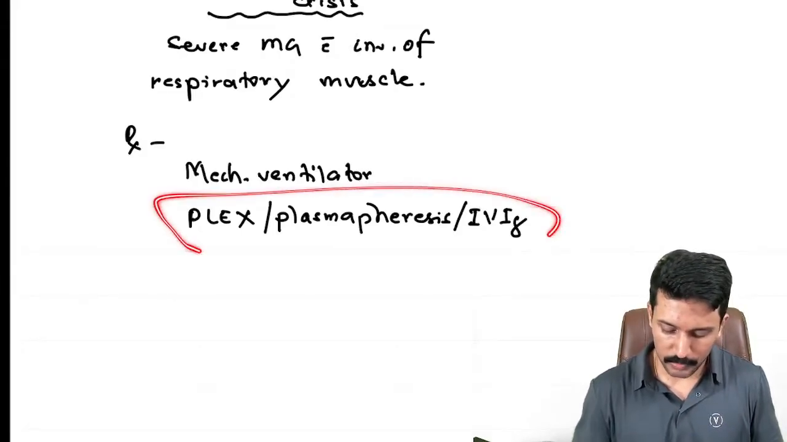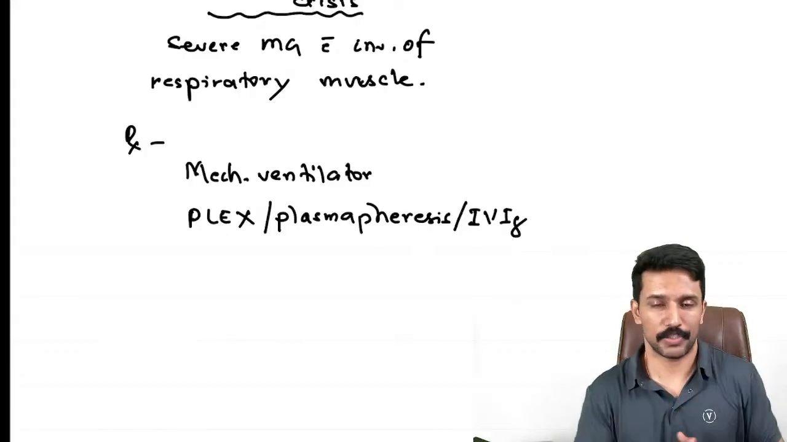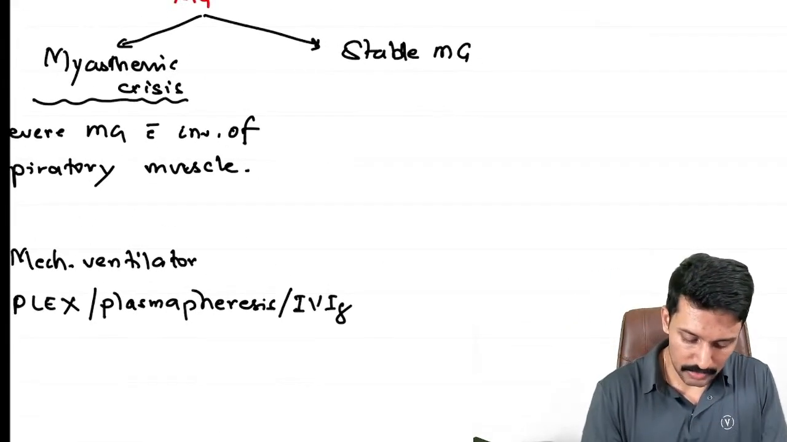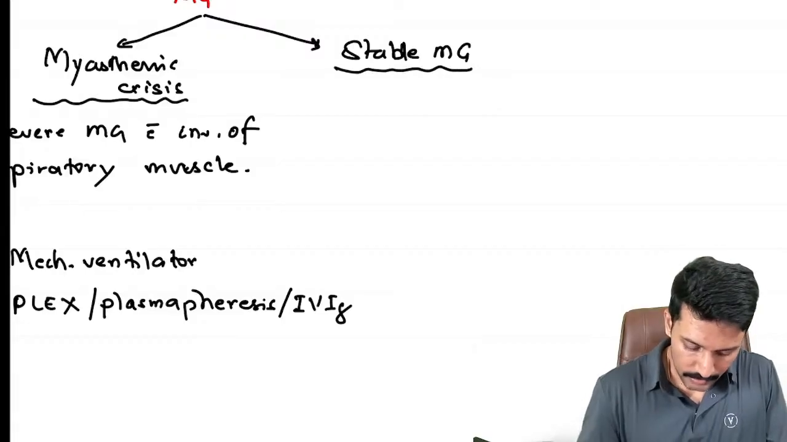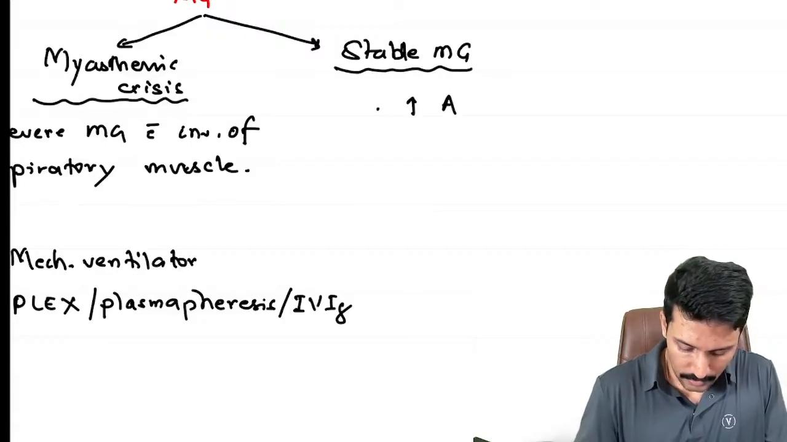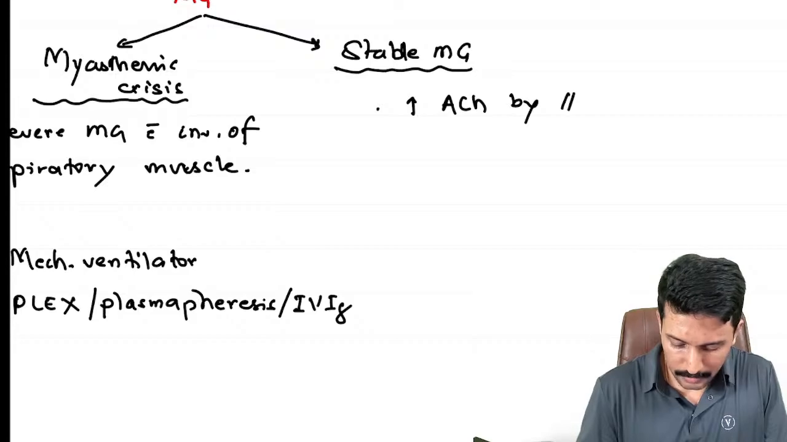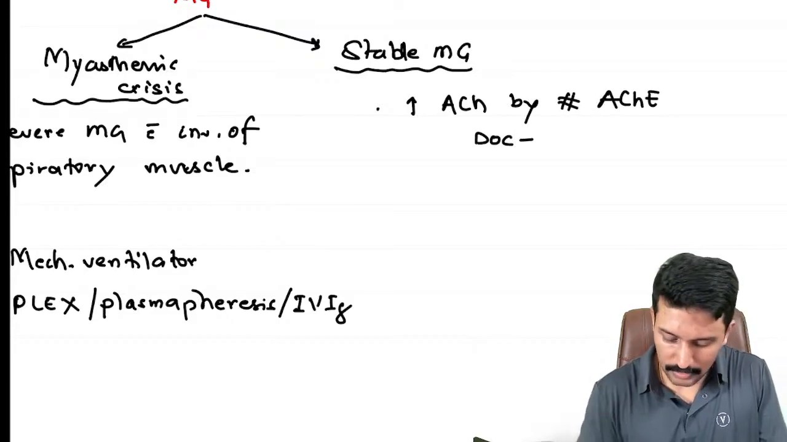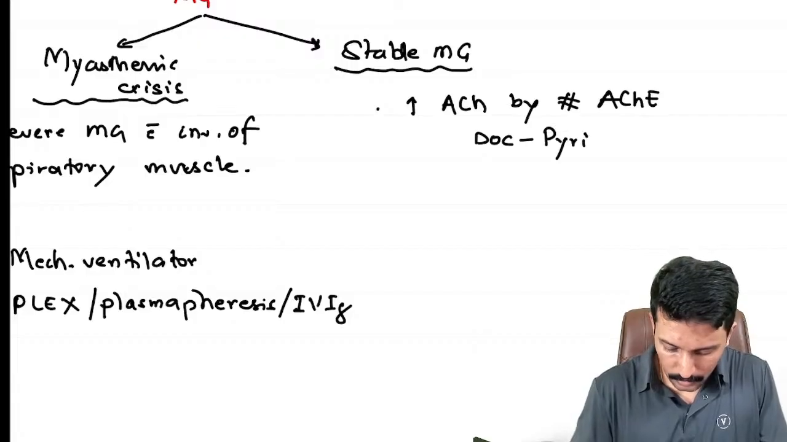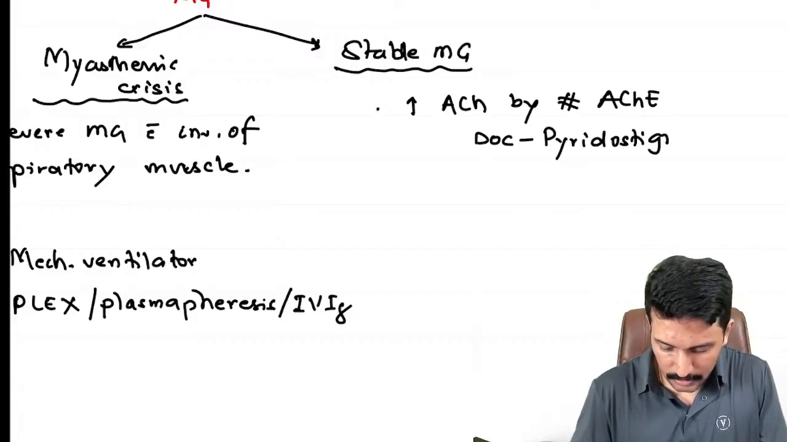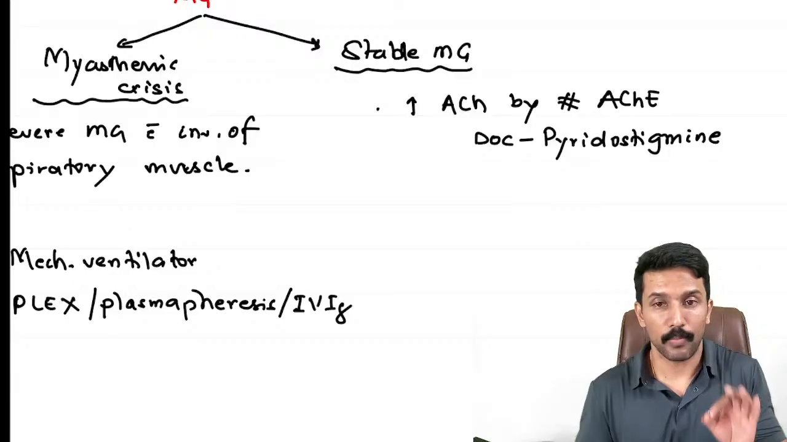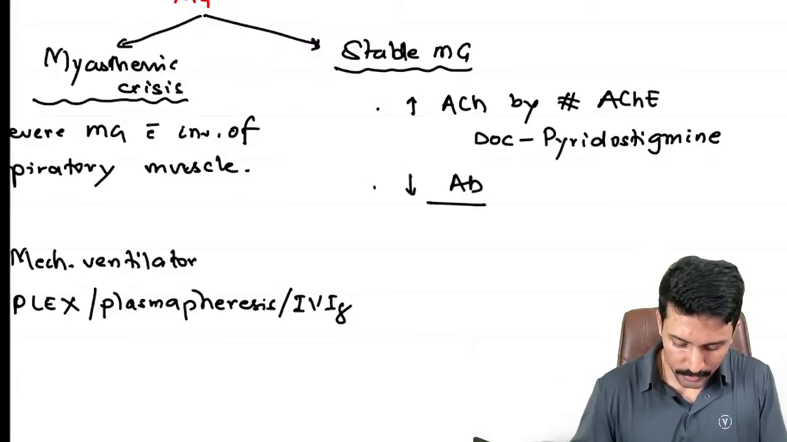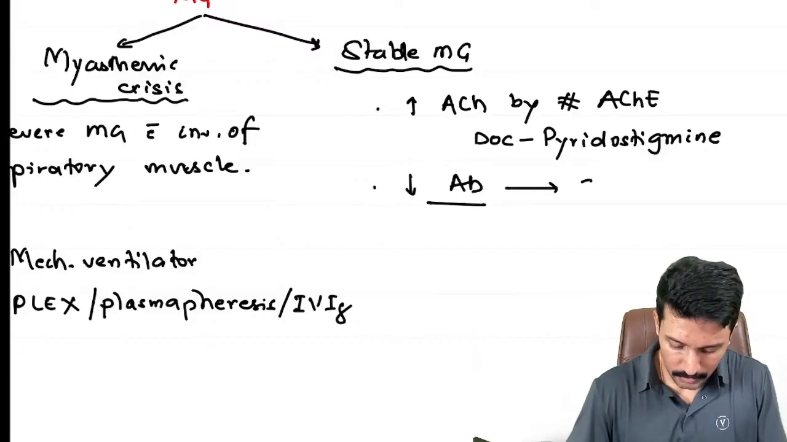We don't use plasma exchange, plasmapheresis or IVIG for a stable patient. Only when they are in respiratory failure we use them. But for a stable myasthenia gravis patient, we try to increase acetylcholine by inhibiting acetylcholine esterase, right? And remember, the drug of choice for that is pyridostigmine, because pyridostigmine is long acting and does not cross the blood brain barrier. And to decrease antibodies, we follow various methods. One of them is steroids.